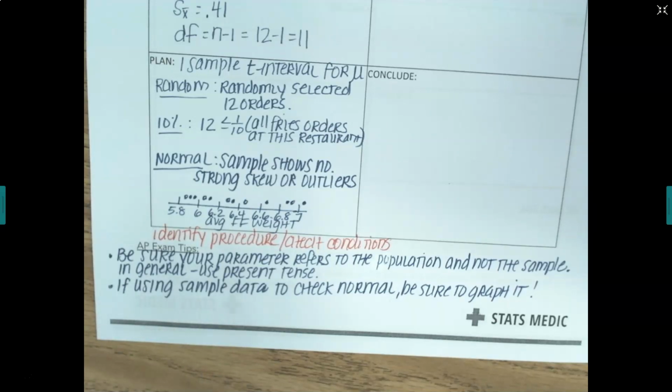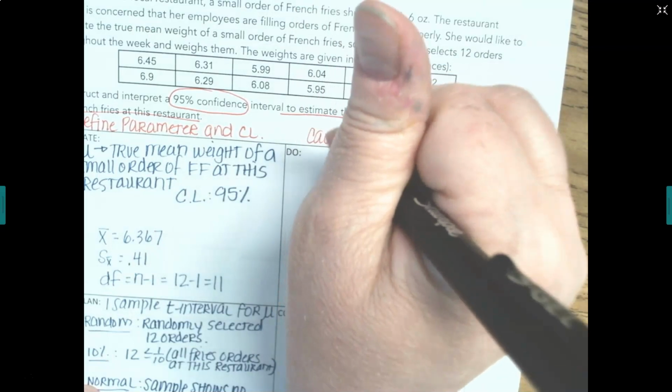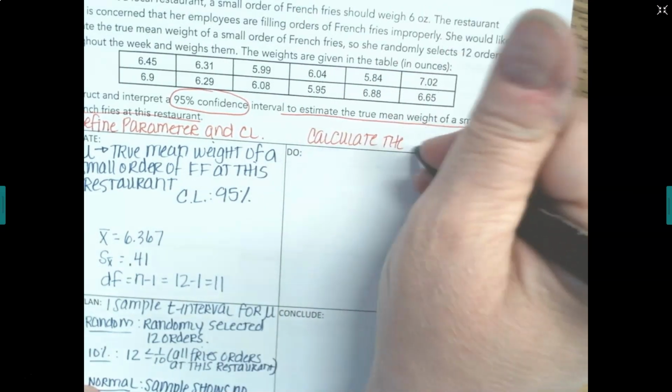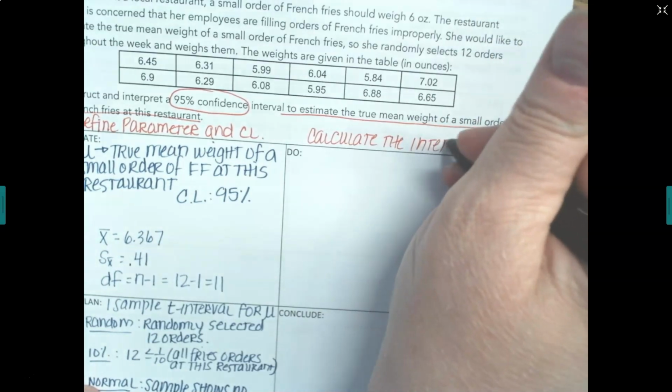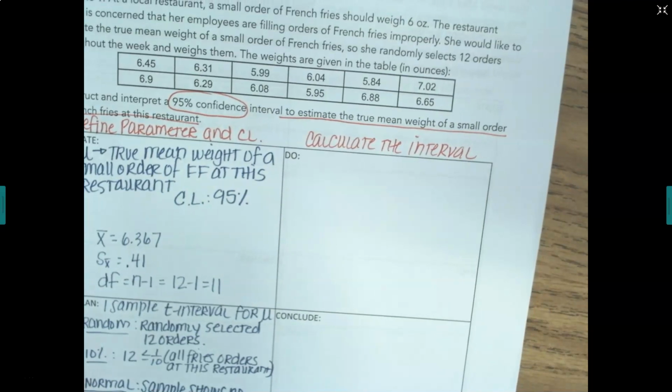Now we have the do part. That's the part we're generally very, very good with. Do, all you got to do is calculate the interval. All right, so I'm going to write the specific formula in here. It's not actually required on the AP exam, but it kind of helps you think about what you're doing to organize your thoughts.